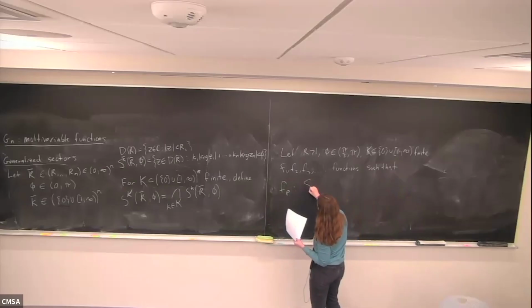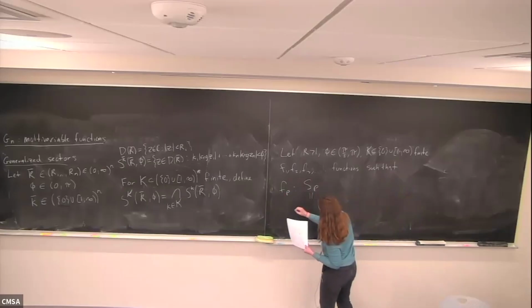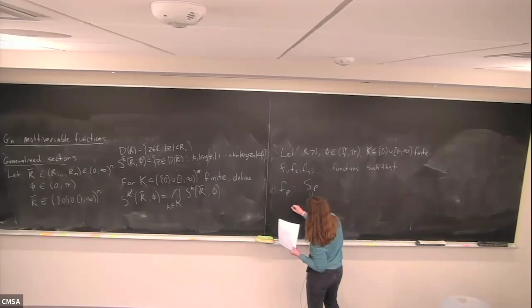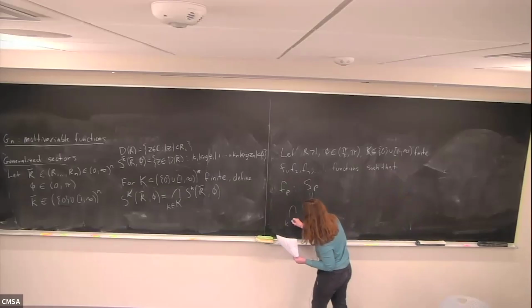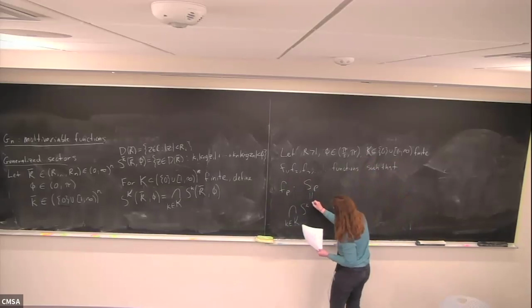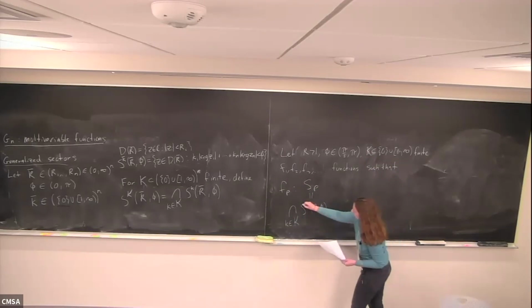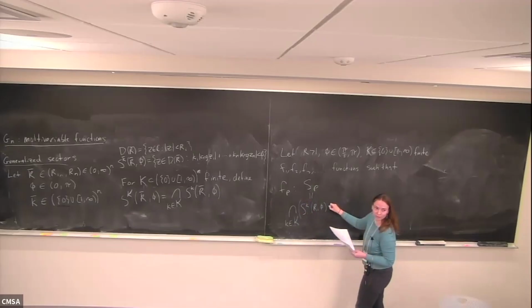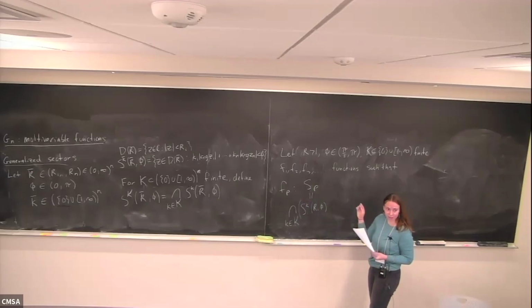So FP will be a function from one of these sectors, almost. So SP is an intersection over the little k's in this finite set of S_K(R, phi). Now you're in one variable. Now I'm in one variable, and then I'm going to tell you how this immediately generalizes to many variables.